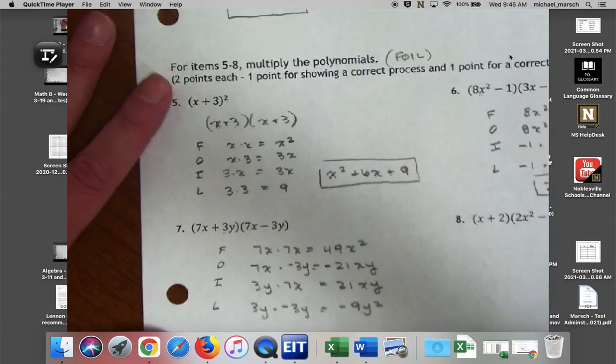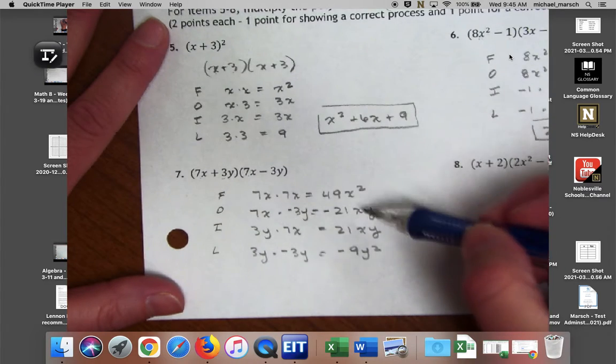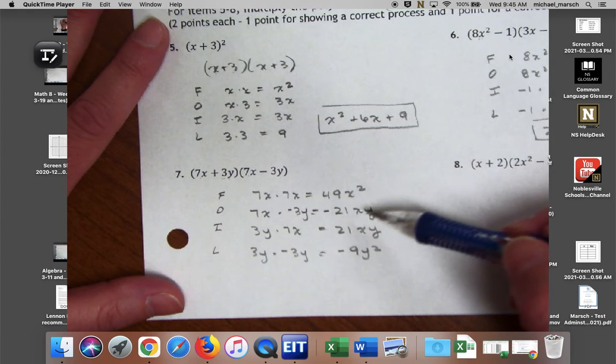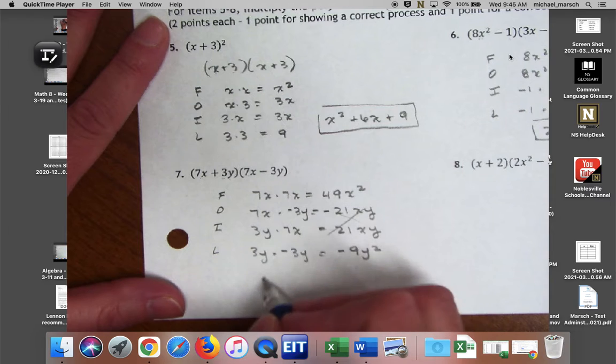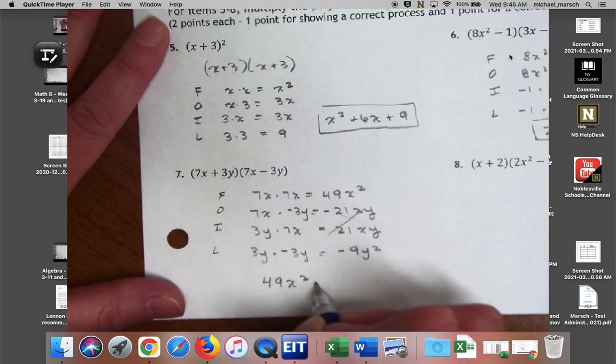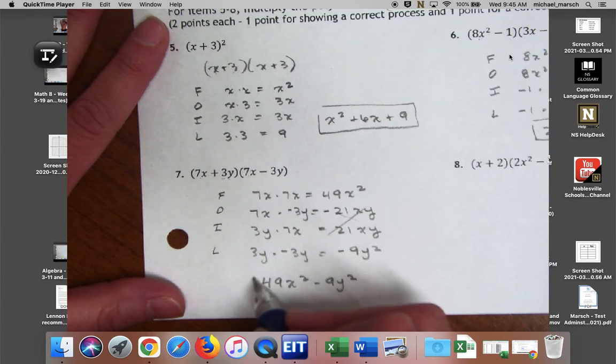So when I combine these, these two actually cancel each other out, right? Because it's negative 21 and positive 21. So those are gone. So I'm left with 49x squared minus 9y squared.